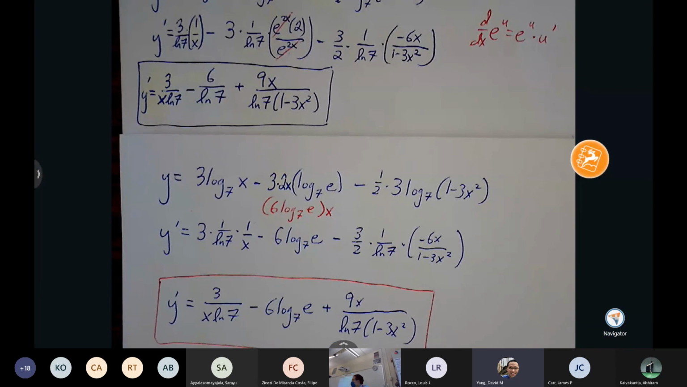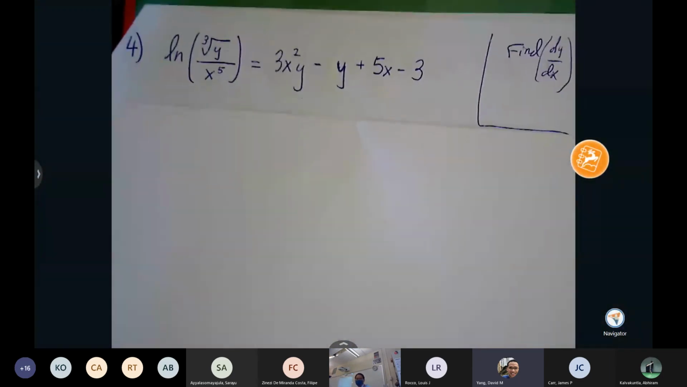Okay, any questions with 3? Okay, number 4. Quite a few things going on here. What do you guys see? What's involved here? Implicit, a bunch of y's, right? We know we have to keep track of some dy dx's. What else?